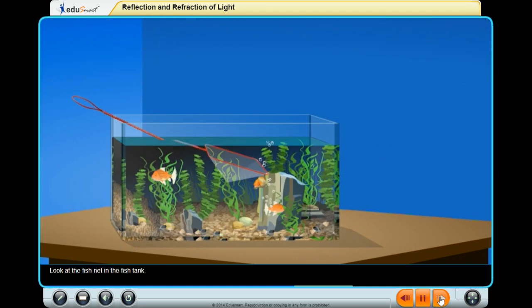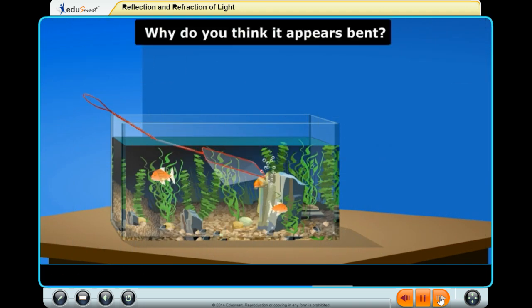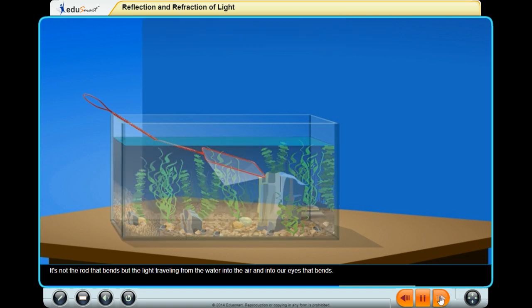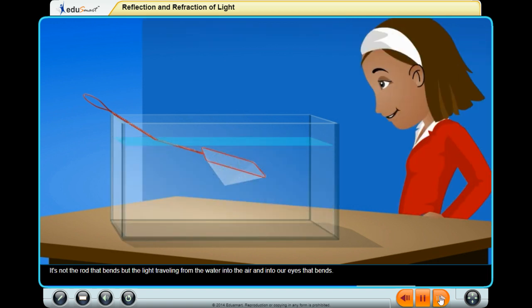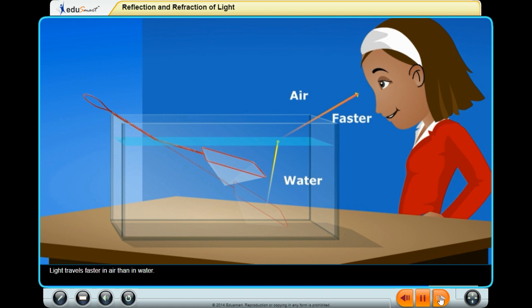Look at the fish net in the fish tank. Why do you think it appears bent? It's not the rod that bends, but the light traveling from the water into the air and into our eyes that bends. Light travels faster in air than in water. That's why light changes direction at the surface and the rod appears bent.